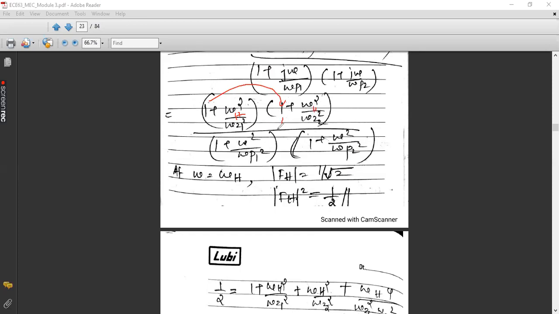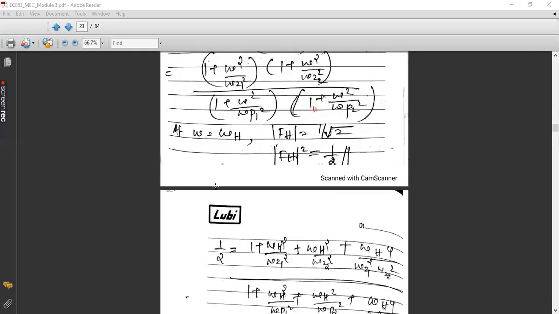Okay. So next is 1 into omega h square plus omega z1 square. Next is omega h square divided by omega z2 square. And the last term is omega h square into omega h square, that will become omega h to the power 4. So while multiplying, please ensure that in place of omega, you are putting omega h. And the left hand side is becoming 1 by 2.